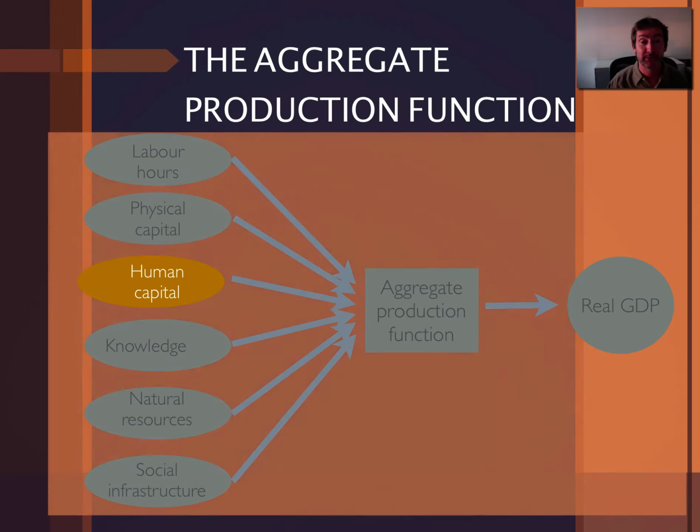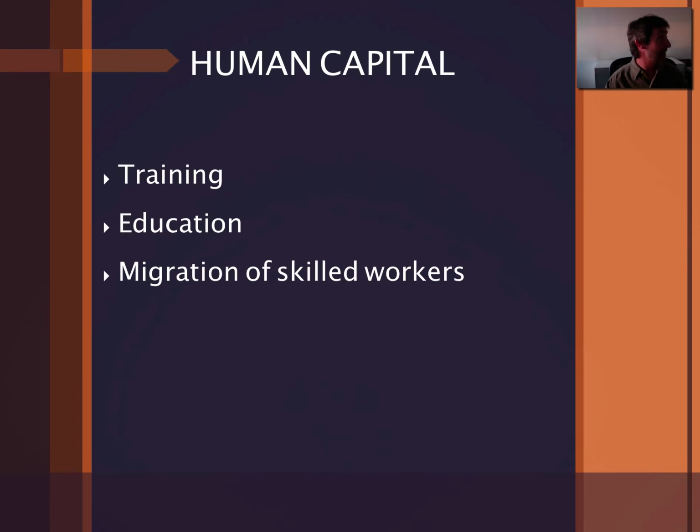What about human capital? Human capital refers to the skills of the workforce, and human capital is therefore changed whenever workers are trained, whenever the economy as a whole educates its children and educates its workers, and also whenever skilled workers migrate into or out of an economy. Incoming migration of skilled workers will, of course, tend to raise human capital in an economy. If we have a so-called brain drain where skilled workers move out, that will tend to decrease human capital in an economy.